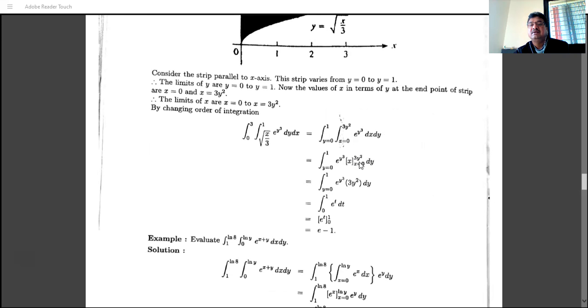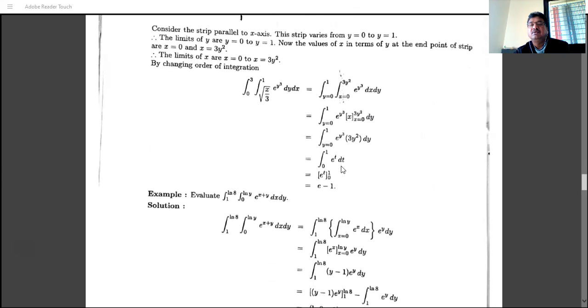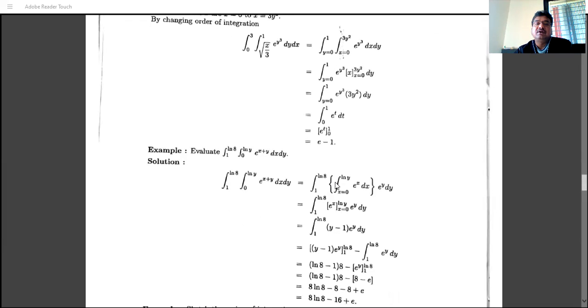Constant into variable, and then the value at the upper limit minus the value at the lower limit, and then substitute y cube as t. If we substitute y cube as t, then 3y square dy is dt. So it is e raised to t dt, and the limits are the same, it runs from 0 to 1. If y is 0, then t is also 0, and if y is 1, then t is also 1. And then the value at the upper limit minus the value at the lower limit, we have this answer.